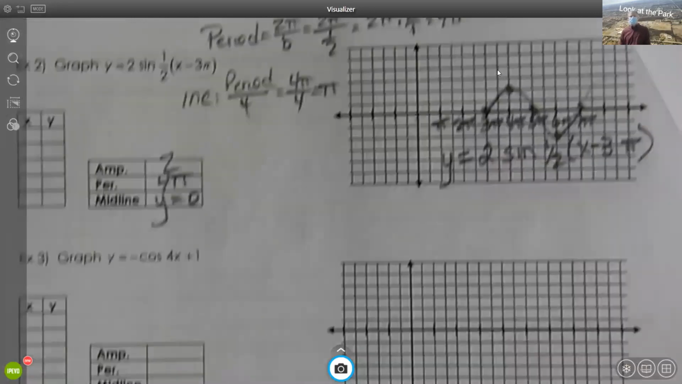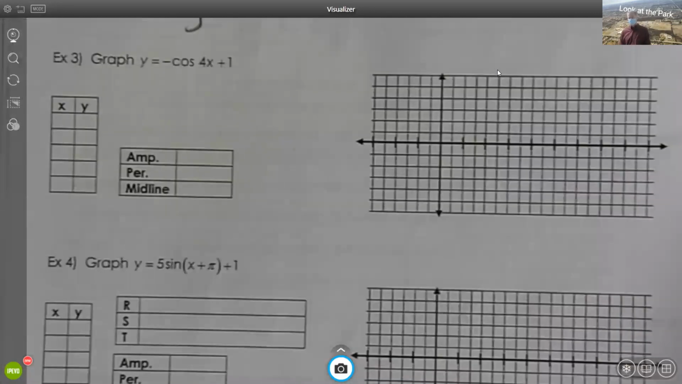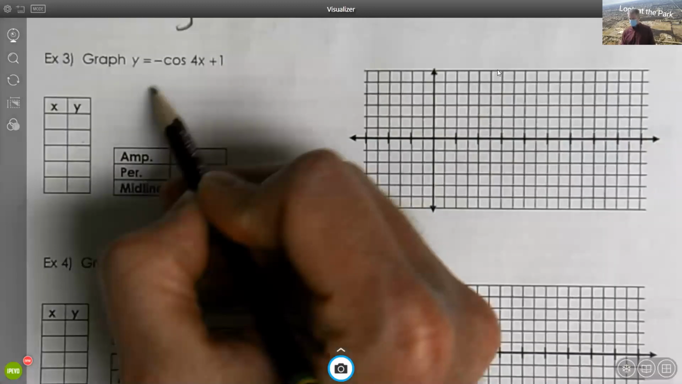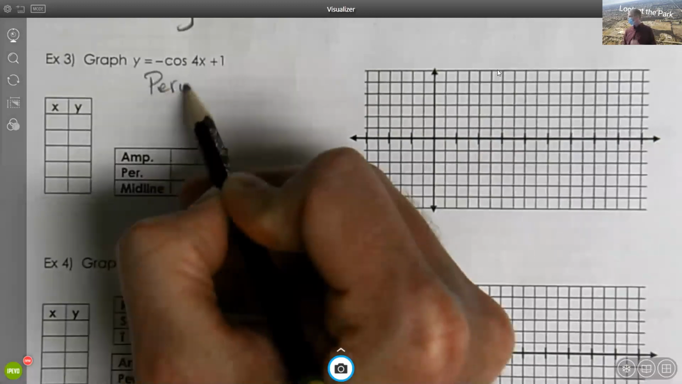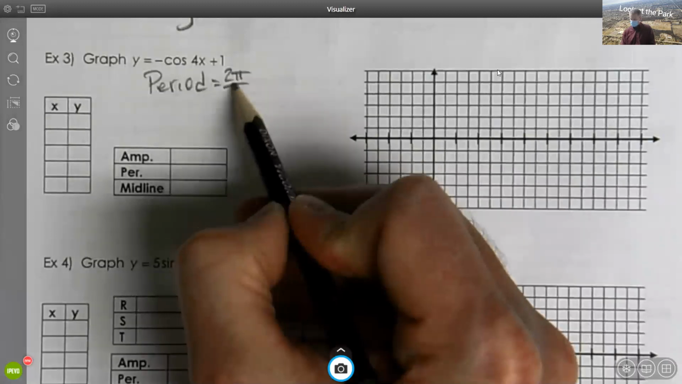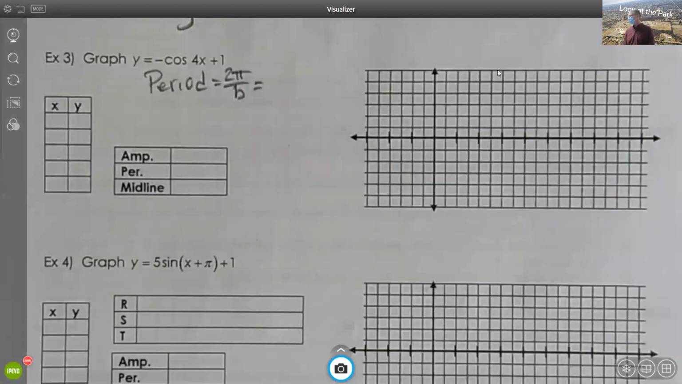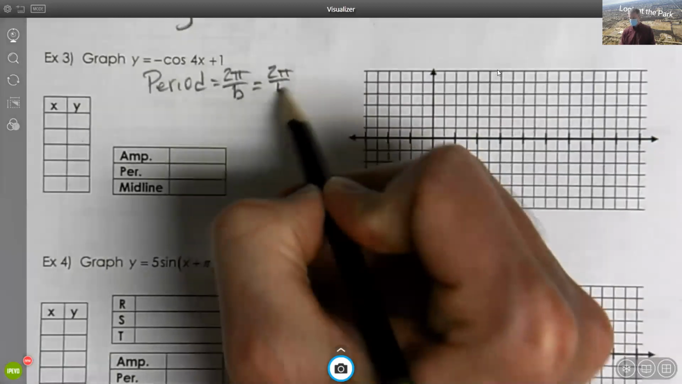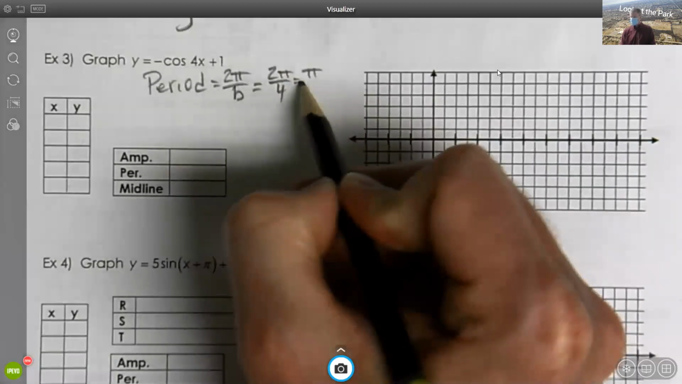All right, let's try this next one. We're going to start with the period. Always start with the period. So we have 2 pi divided by b. The b value is found in front of the x. So 2 pi divided by 4. So that can be reduced to pi over 2.